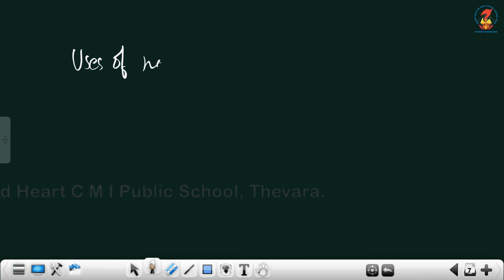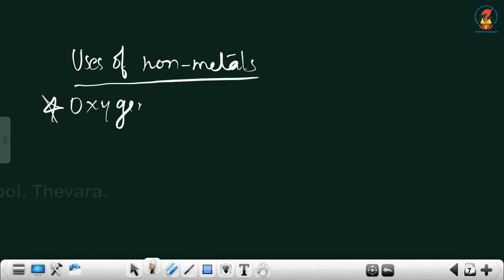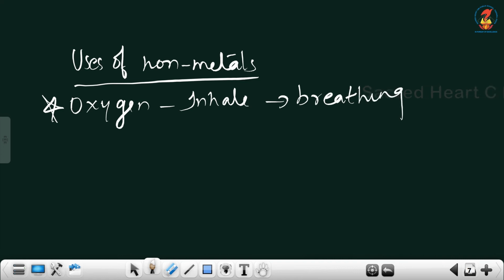Now uses of non-metals. First one, oxygen. What is the use of oxygen? Oxygen is a non-metal which is essential for our life. We all inhale oxygen during breathing process. So oxygen is a non-metal which is essential for our life. All living forms inhale oxygen during breathing.